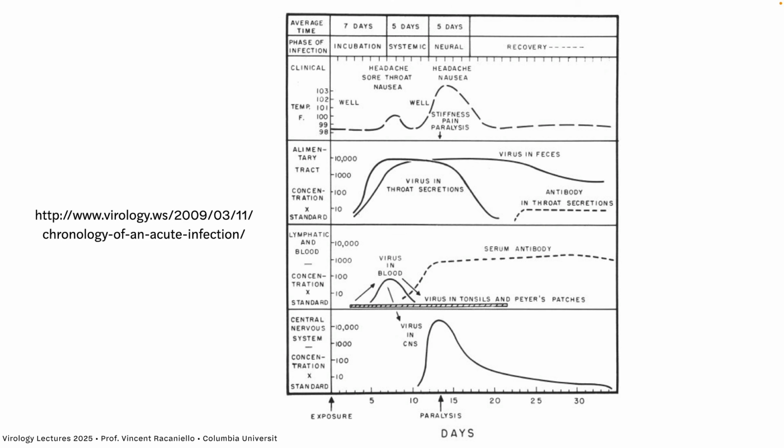But a number of people go on for another 5 days, and they develop more symptoms. The fever spikes again, headache, nausea, stiffness, pain, and paralysis. And that coincides with virus replicating in the central nervous system here. Again, this is 1% of the people who are infected. We're not sure why only 1% are susceptible to paralysis, but it's probably some single nucleotide polymorphism in one of the immune system genes, or one or more.